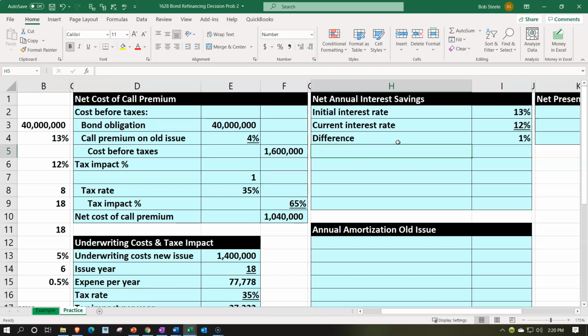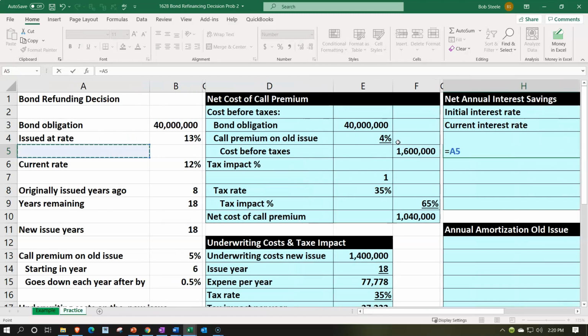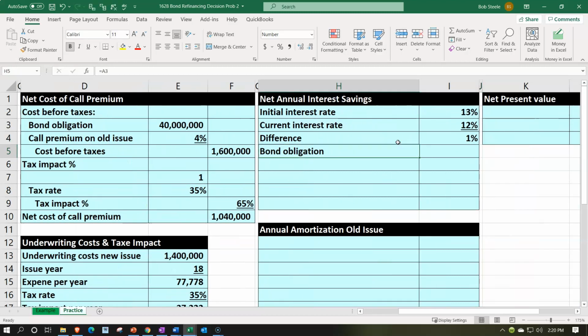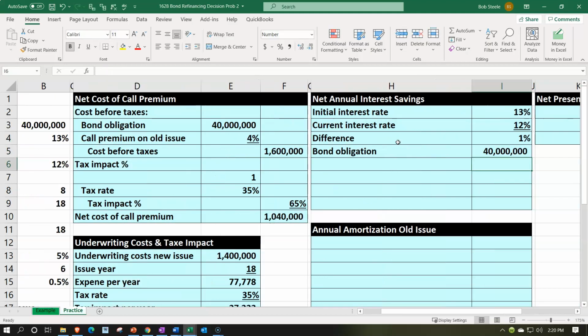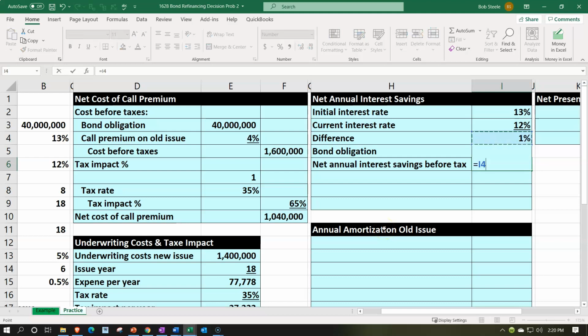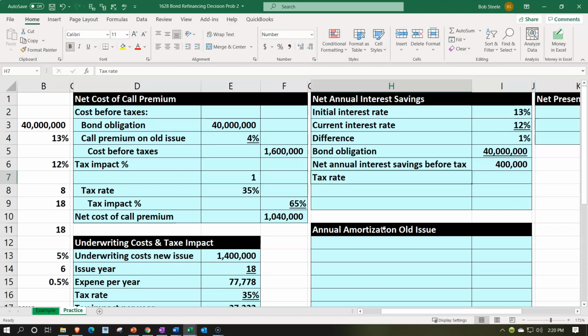We're going to take that times the face amount of the bond. This is going to be the bond, and that's going to be equal to the 40. So the differential calculation then being 1% times the 40 million, underlining that, and we're going to call that the net annual interest savings before taxes, this being the 1% times that 40 million, which gives 400,000.